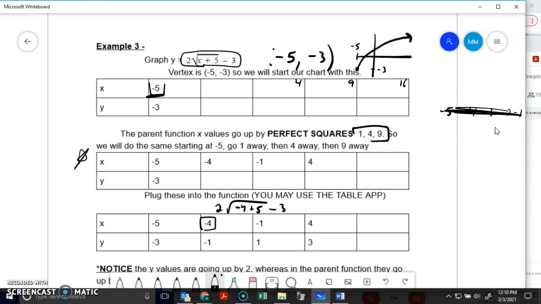And you run that through. I get 1 inside. Square root of 1 is 1, times 2, minus 3. I get negative 1. Run negative 1 through. Run 4 through. And you can use the table app to get those y values. I have my 4 points: (-5, 3), (-4, 1), (-1, 1), (4, 3).